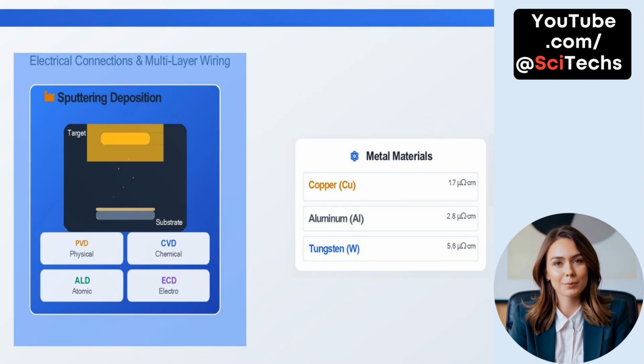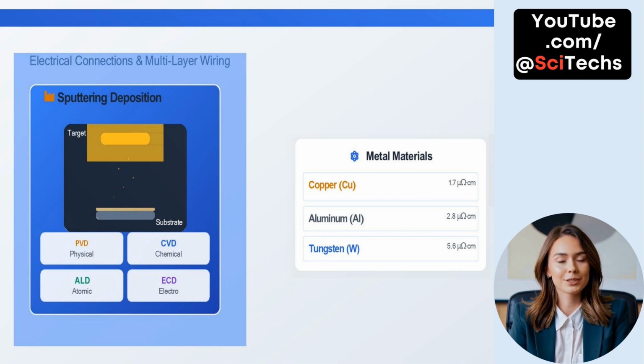Electrical connections and multi-layer wiring. To build advanced semiconductor devices, it's critical to form electrical connections and multi-layer wiring. One of the key techniques for depositing metals is sputtering deposition, a type of physical vapor deposition, or PVD. In this process, a target material is bombarded by ions, ejecting atoms that then deposit onto the substrate. This method is widely used for creating metal interconnects.